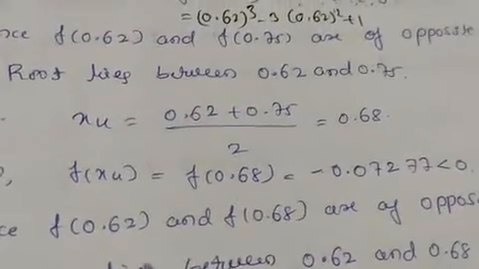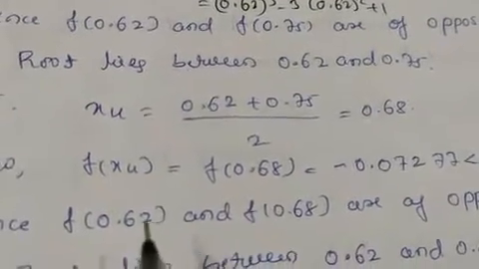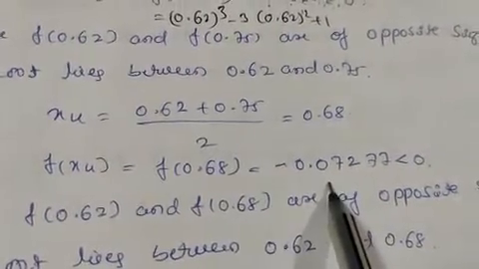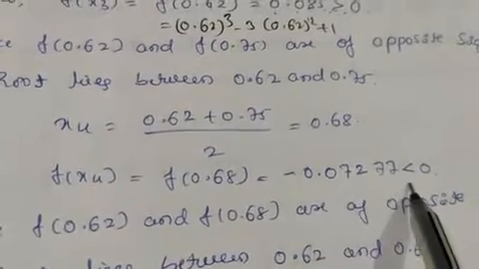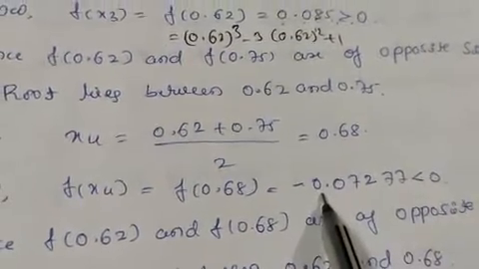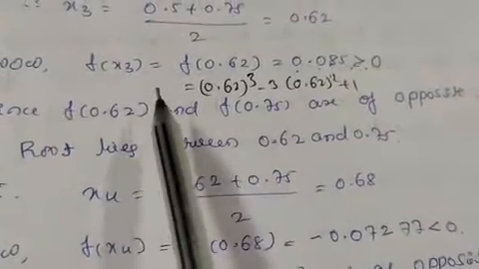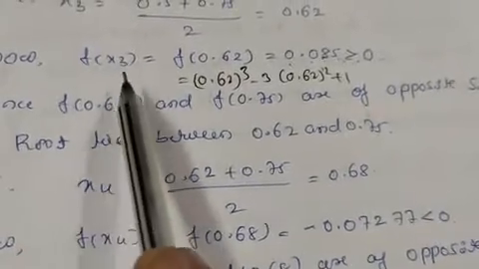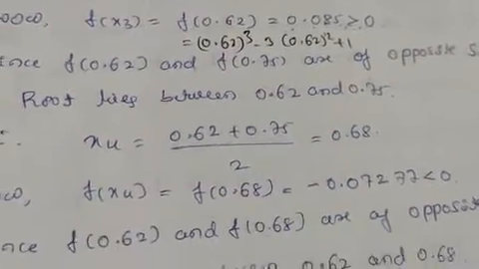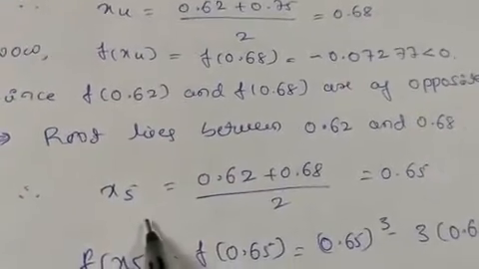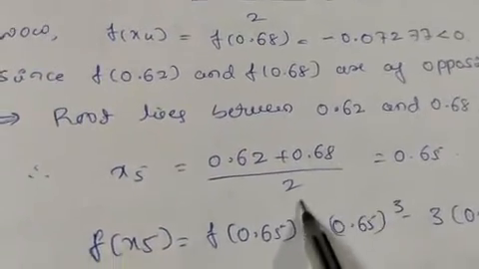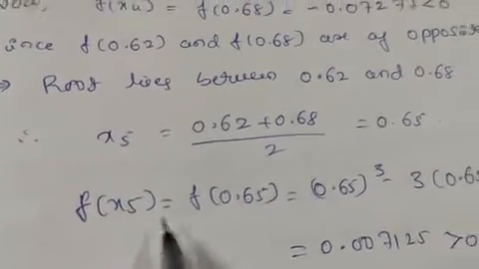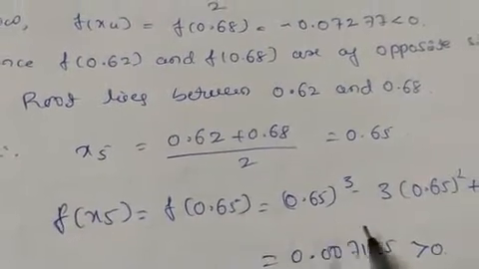Now again you have to repeat the same procedure to get the desired accuracy. F of x4 is f of 0.68, and after simplification you will get a negative value. So it is less than 0. So f of x4 is less than 0 and f of x3 is positive. Therefore the root lies between x4 and x3, that is 0.62 and 0.68. Similarly, next you divide this interval: 0.62 plus 0.68 divided by 2 is equal to 0.65. Similarly, you find f of x5, that is f of 0.65, and substitute in the equation.